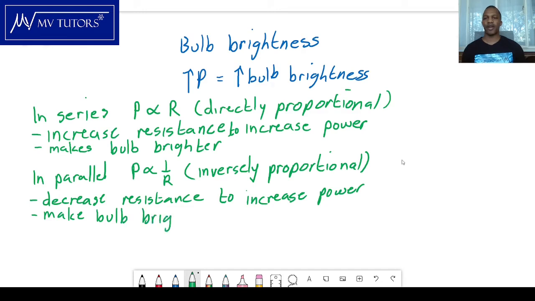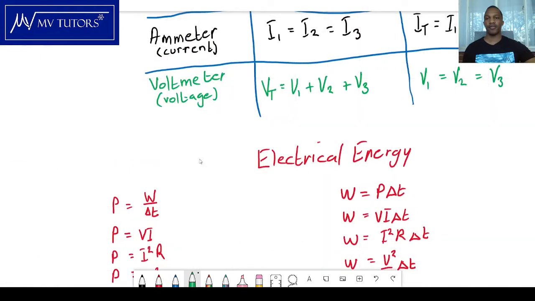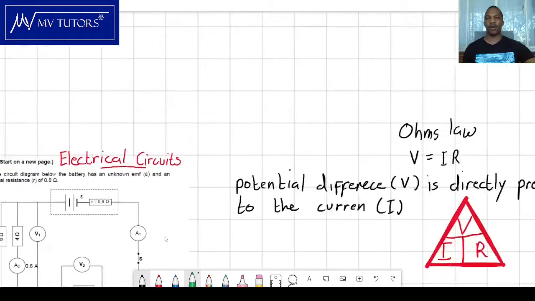Sometimes they can ask you in the exam, these resistors are connected in series or in parallel. If they're connected in parallel, how can we increase the brightness of the bulb? All you have to say is that in parallel conditions, the resistance is inversely proportional. So in order to make the bulb brighter, you need to decrease the resistance, and decreasing the resistance will make the power increase. Now these are all the principles that we need to learn in order to answer the question. Let's check it out real quick. All of these are the principles that we have gone through.